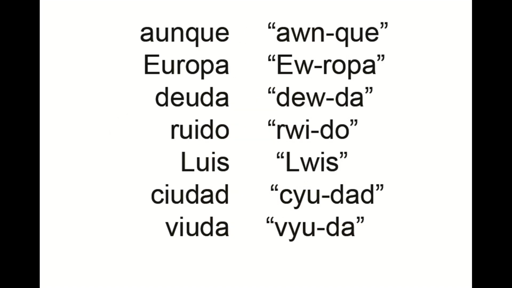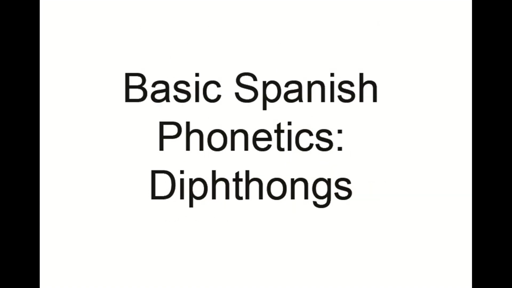And again, it helps to remember that the U is pronounced like a W when it is combined with a strong vowel, and each of these diphthongs is only one syllable. Aunque, Europa, deuda, ruido, Luis. And the I is pronounced like a Y when it plays a weak vowel. Ciudad, viuda. This is the conclusion to your introduction to Spanish diphthongs. In our next lesson, we'll look at hiatuses.